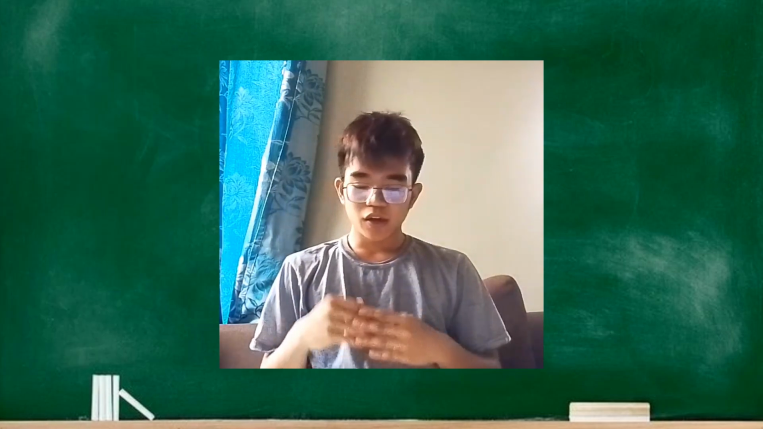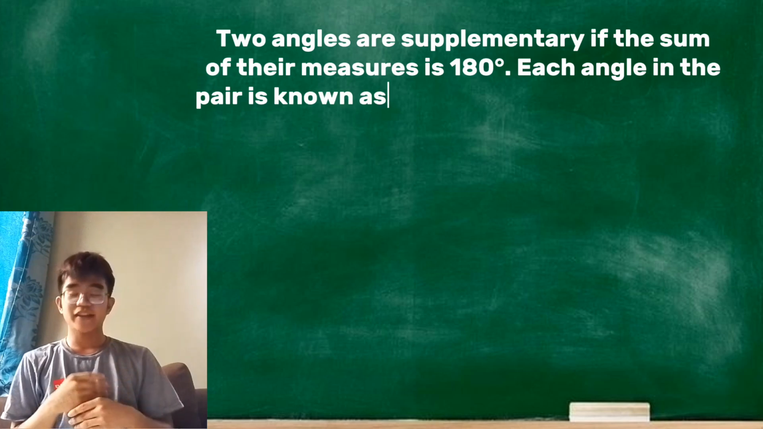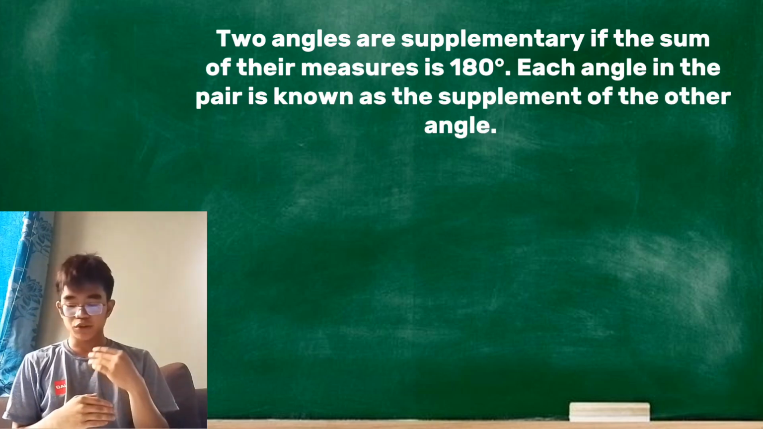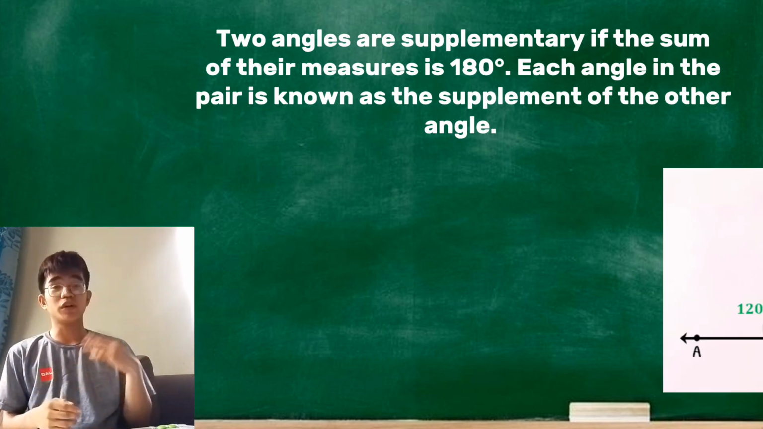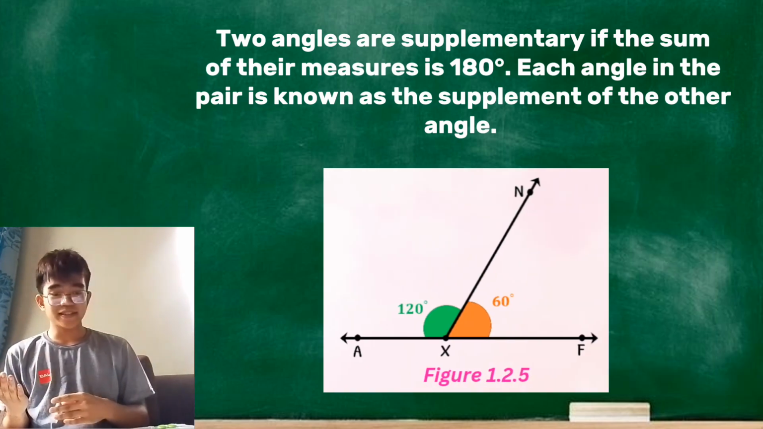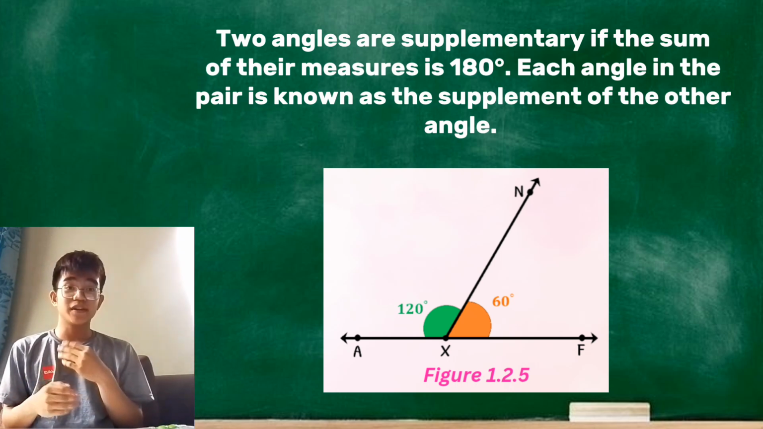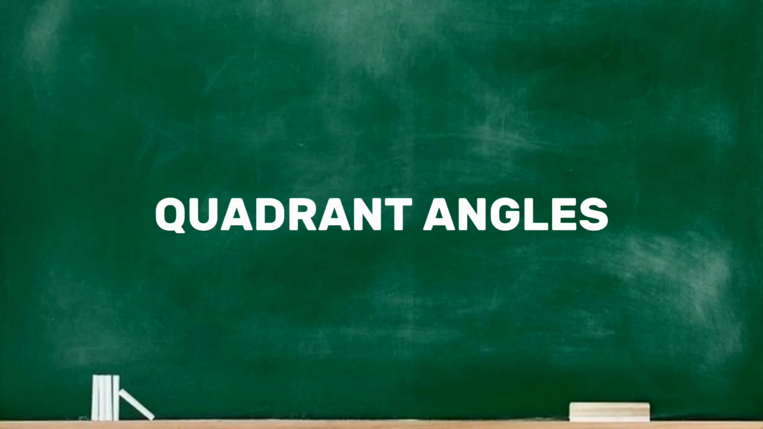Supplementary angles. Two angles are supplementary if the sum of their measures is 180 degrees. Each angle in the pair is known as the supplement of the other angle. As shown in figure 125, 120 degrees and 60 degrees are supplementary angles because their sum is 180 degrees.